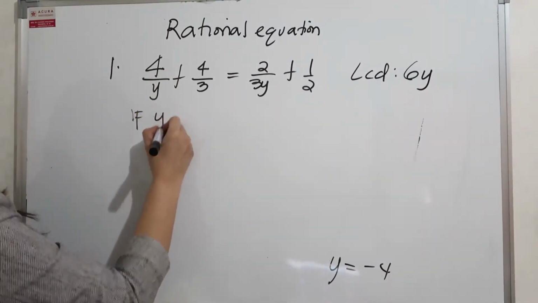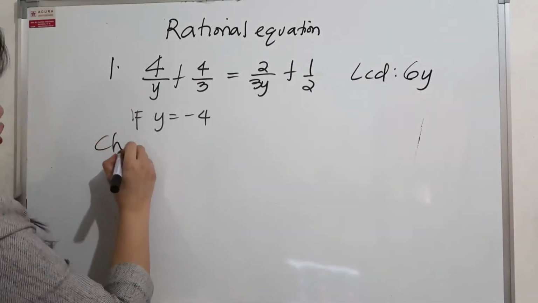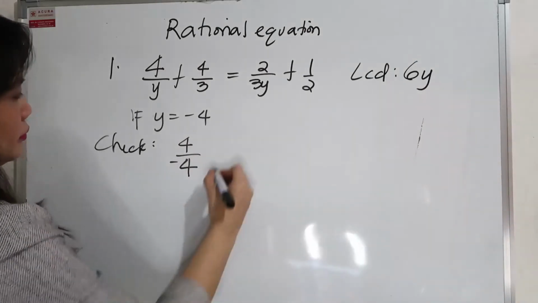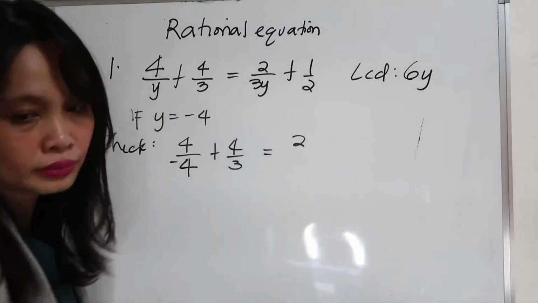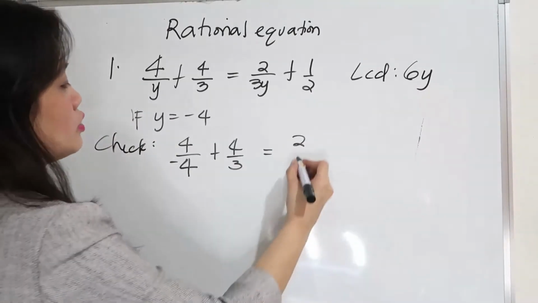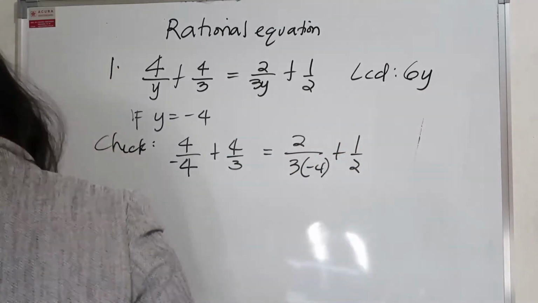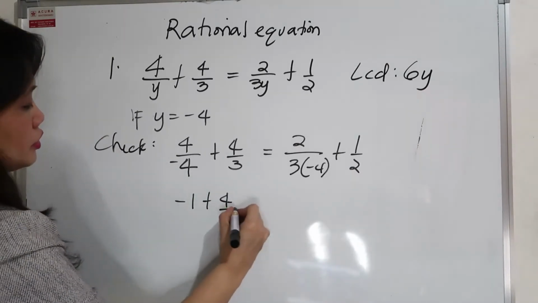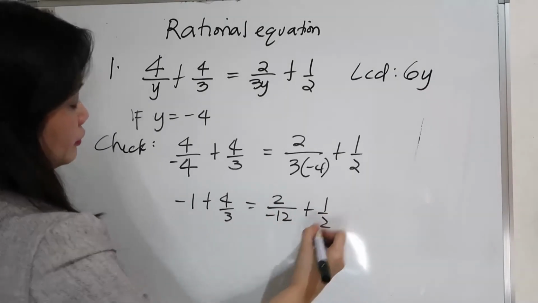So if y equals negative 4, we need to check. So we have 4 over negative 4 plus 4/3 is equal to 2 over 3 multiplied by negative 4 plus 1/2. Okay, so you have negative 1 plus 4/3 is equal to 2 over negative 12 plus 1/2.